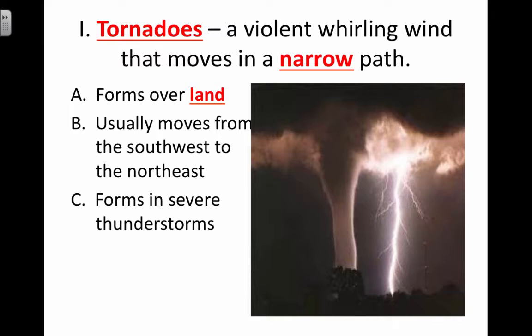Tornadoes and hurricanes. So tornadoes are violently whirling winds that move in a very narrow path. And remember we said that this is going to happen because of all those air masses that meet in the middle of the United States in that very flat land. So it's going to form over land. It usually moves from the southwest to the northeast, and it's going to form in very severe thunderstorms, very tall cumulonimbus clouds.